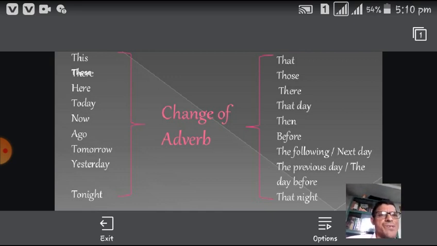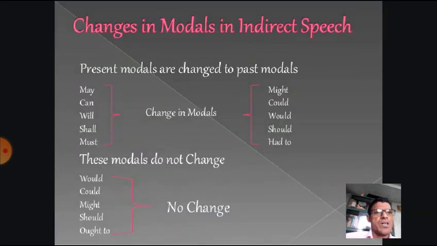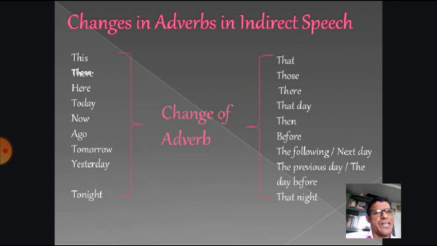So this can be changed into that. If in the direct speech this is there, then this can be changed into that. In the same way, these can be changed into those. So this can be changed into those, and what this can be changed into that, and this can be changed into those. In the same way, here can be changed into there, here into there.